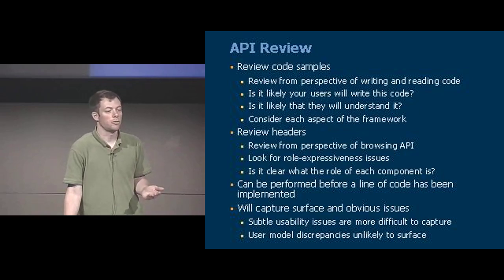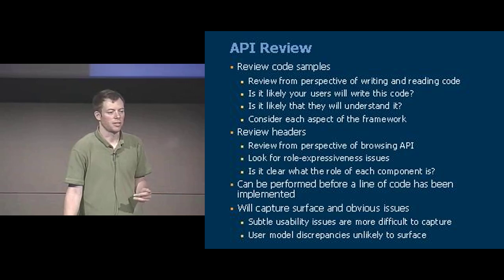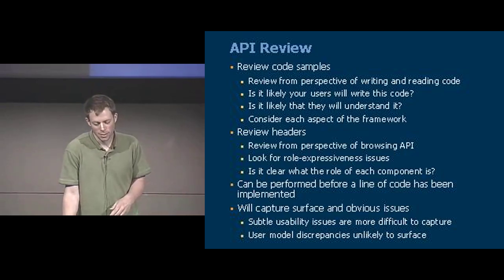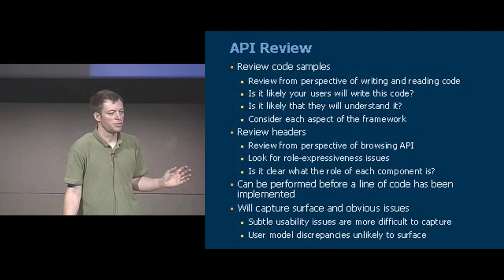You can review the headers of your API for every class. Here's the public interface for that class. And look for, if somebody was browsing this API, would they understand what this class does? Would they understand what this method does? Does this parameter name make sense? As I said, you can do this before a line of code has been implemented, and you'll capture surface and obvious issues, which is great. Early on in the process, you want to make sure you're not doing something that's obviously wrong.